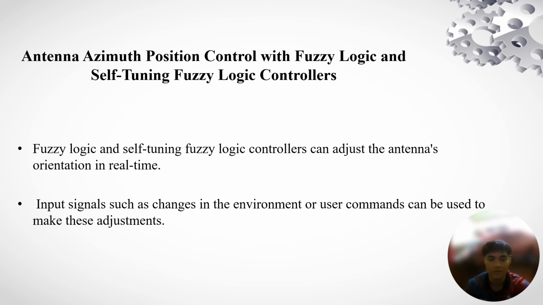The second one is input signals, such as changes in the environment or user commands, can be used to make this adjustment. This adjustment helps to improve the accuracy and stability of the antenna position control, and position control is critical for reliable communication and data transmission.